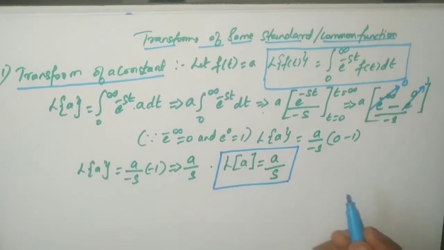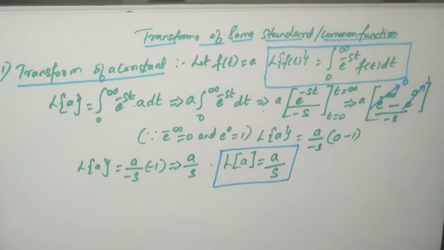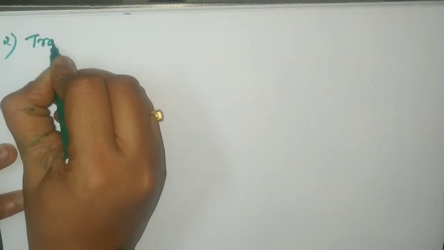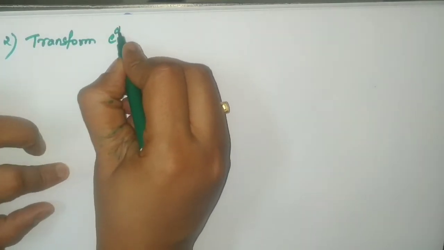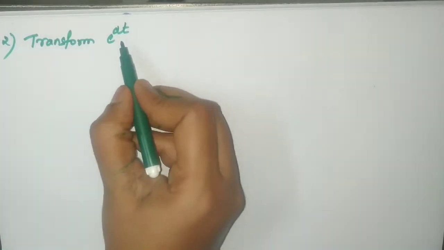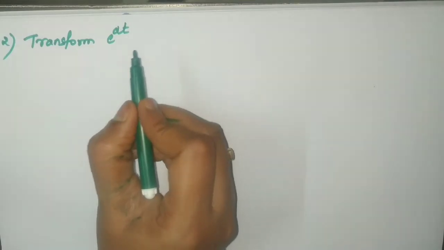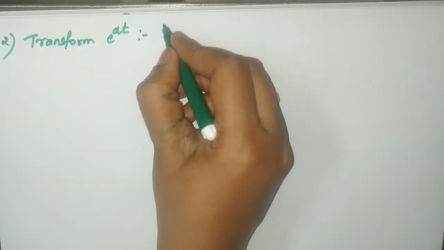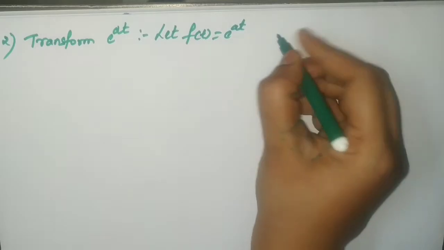So this is the first transformation. Laplace transform of a constant is constant by s. Let us go for the second transformation. We are going to transform e power at. Remember, our functions will be in terms of t. After we transform, the function will be converted to a function of a parameter s. Now we have taken the transformation as e power at. So let f of t be e power at.